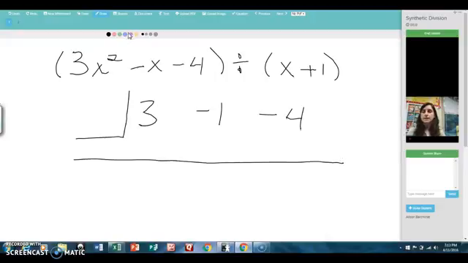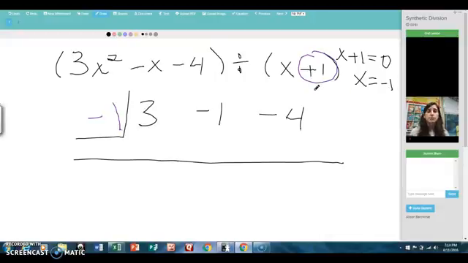The number that goes in the house is the opposite of what you see here. So if you see +1 in the house, you put -1. The reason why is because what we're really doing is testing to see if x plus 1 equals 0, or if x equals -1 will be a solution to our problem, or will it be a root to the equation.